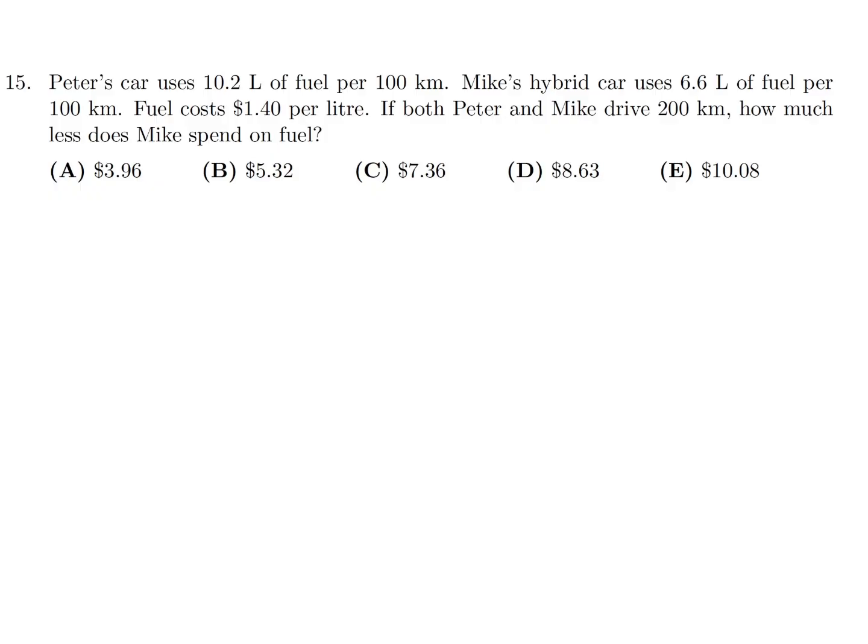Peter's car uses 10.2 liters of fuel per 100 kilometers. Mike's hybrid car uses 6.6 liters of fuel per 100 kilometers. Fuel costs $1.40 per liter. If both Peter and Mike drive 200 kilometers, how much less does Mike spend on fuel?